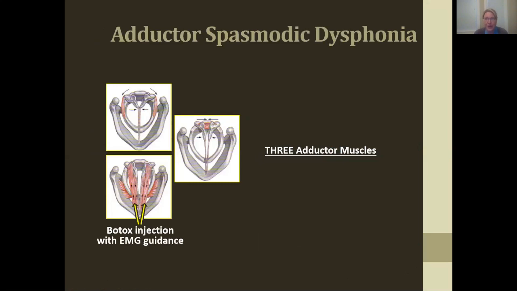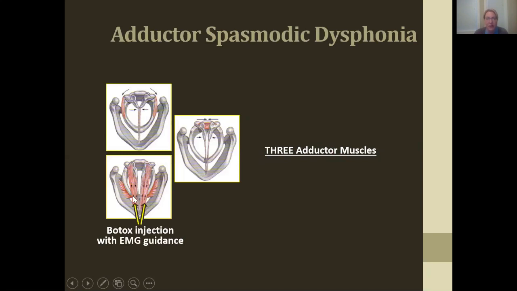So as I said, in adductor spasmodic dysphonia, there are three big adductor muscles. And when we do this EMG-guided Botox, where we're going through the front of the neck, you can see where our needle is actually coming. It runs right underneath this cartilage. This cartilage is called either thyroid cartilage or laryngeal cartilage. It's the same thing, just two different names for the exact same thing. So we're running between the cricoid cartilage, which is down below, and the laryngeal cartilage or thyroid cartilage, which is up above. And we're inserting our needle through there.